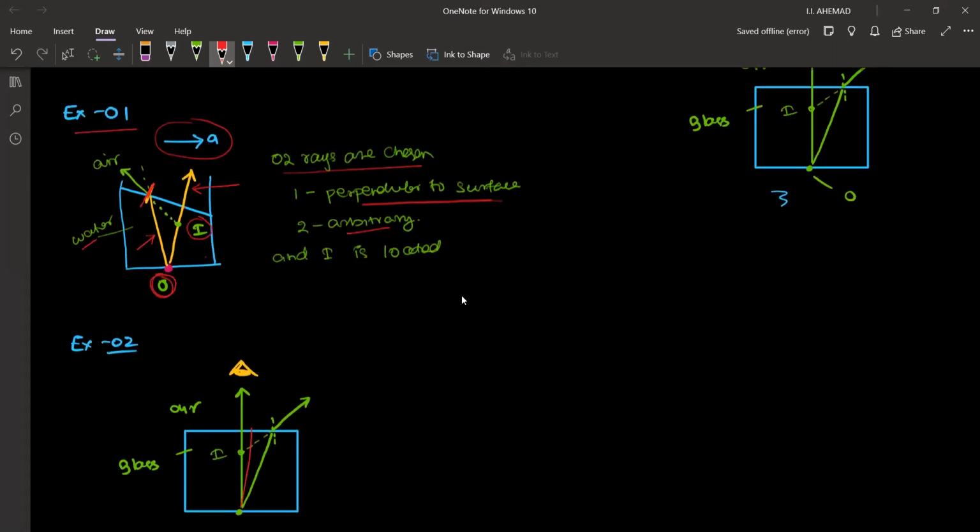As it is going from water to air, it will deviate away from the normal and just extend it behind to find where these two light rays intersect. And that is the place the image is going to form. And I is located. So I have mentioned the procedure here.